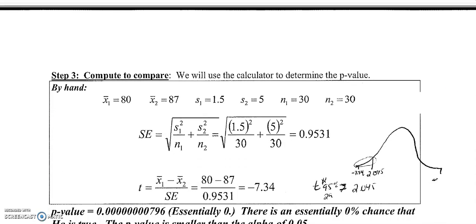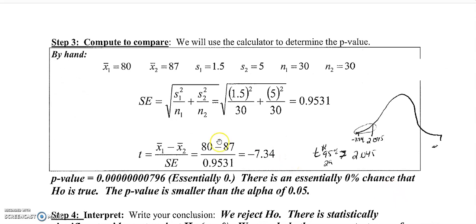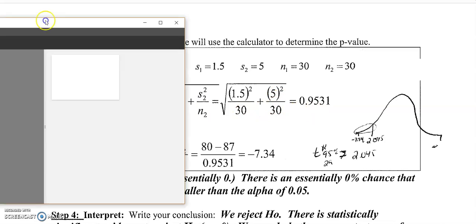Then to do our work, we have to find our SE. So to find our SE, it's the square root of the first standard deviation squared divided by the first n plus the second standard deviation squared divided by the second n. So it's the square root of 1.5 squared divided by 30 plus 5 squared divided by 30, and it gives you 0.9531. I'm going to go ahead and type that in the calculator because we need to be careful in typing that in.